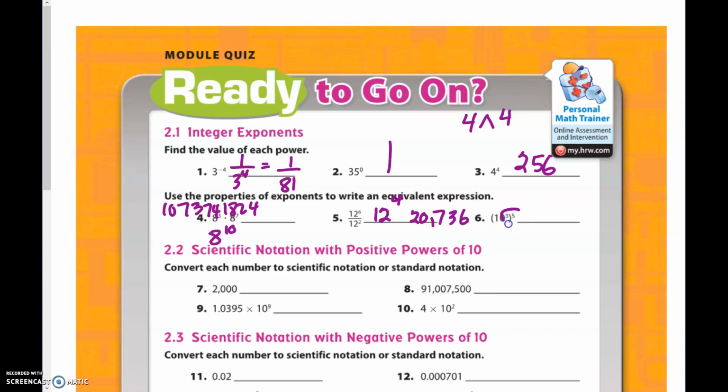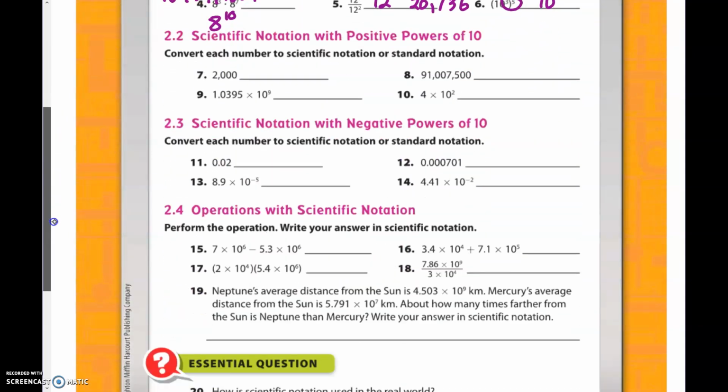All right, and number 6, this is a power to a power. So these exponents 3 and 5, we multiply them. I think that base was a 10. So we multiply 3 times 5 and get 15. So that's basically a 1 with 15 zeros after it. So that one we probably want to write with an exponent so that we don't have to write all of those 15 zeros out.